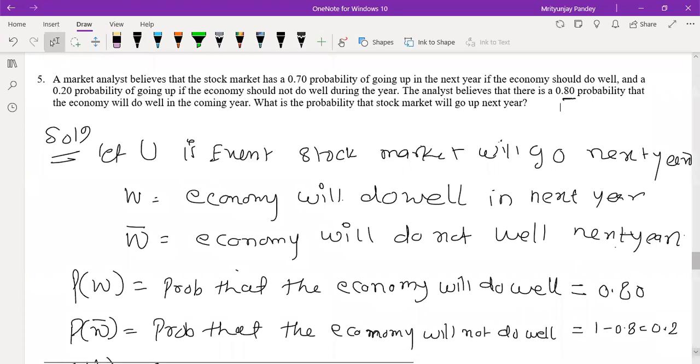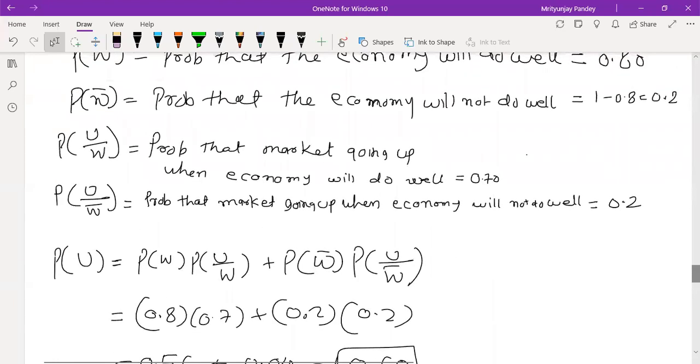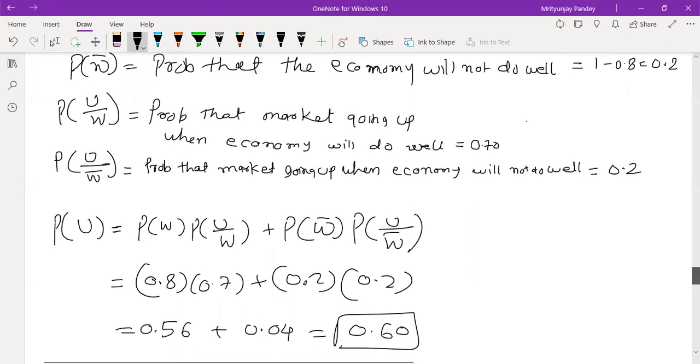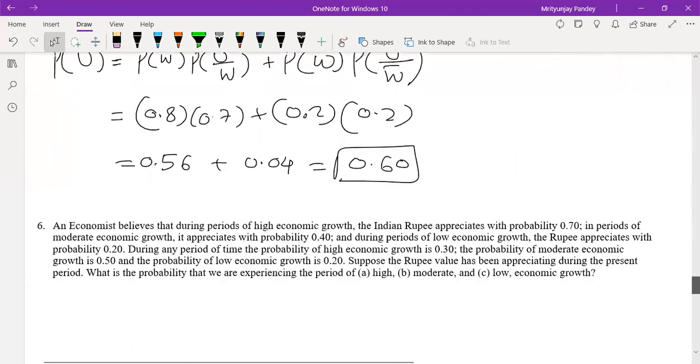After that, the probability that the market goes up when the economy does well is 0.7, and when it does not do well, 0.2. Already given in the question. So finally, we write P of U by W, the probability that the market goes up when the economy does well, that is 0.7. And if not well, then the answer will be 0.2. Your question is to find the probability that the market goes up next year. This is P of U, and according to the total probability theorem, this is the formula. Now substitute all the values and calculate, then the final answer is 0.60. Understood? Let's see another question.